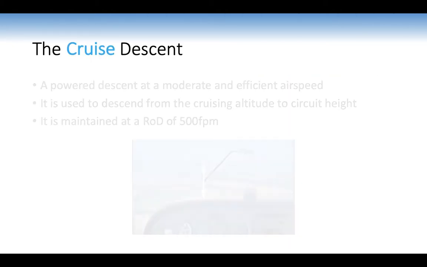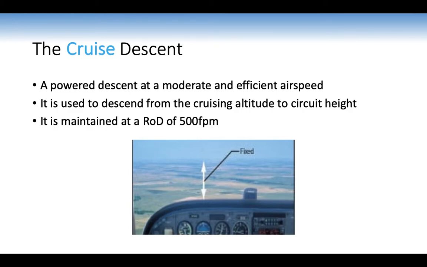So the cruise descent is a powered descent at a moderate and efficient airspeed. You're descending at approximately 95 knots for the Cherokees. It is used to descend from the cruising altitude to circuit height. Used in commercial aviation, if your cruising height is 8,000 feet but the circuit height is 1,000 feet, you can use a cruise descent to not only start descending, but travel forward as well at 95 knots. It would be quite inefficient to just come at your destination airport at overfly height.